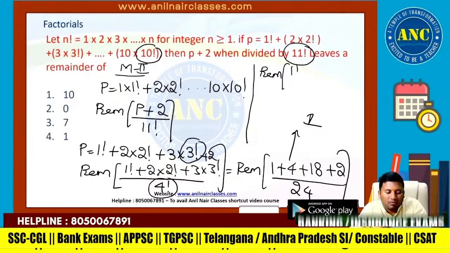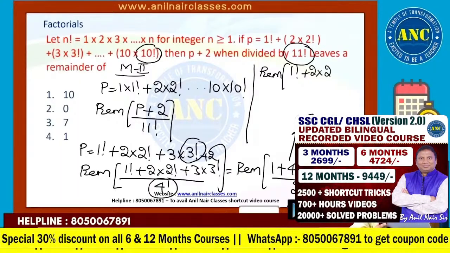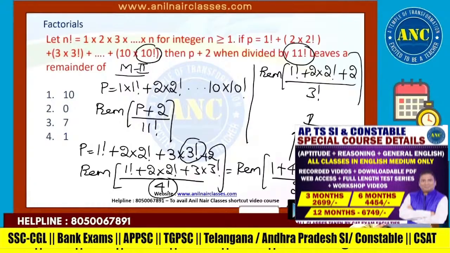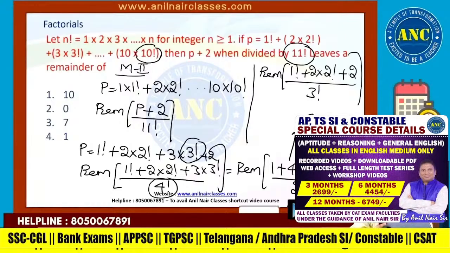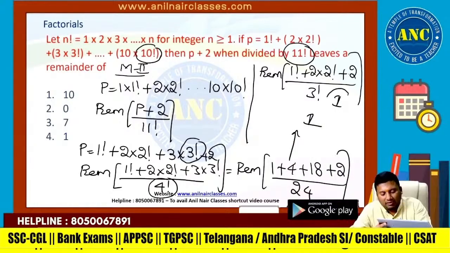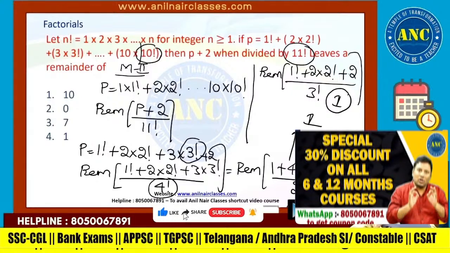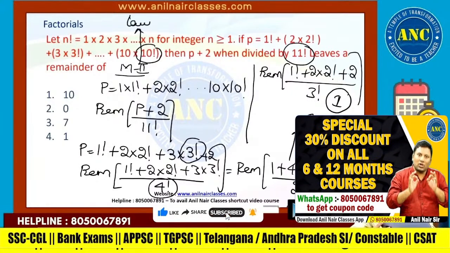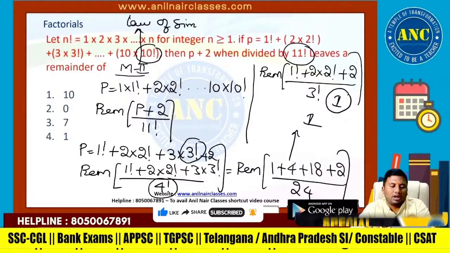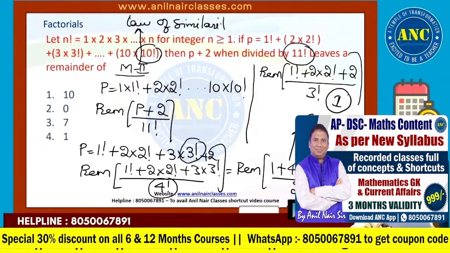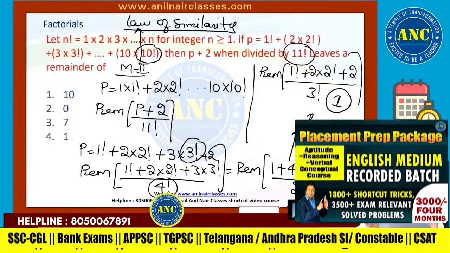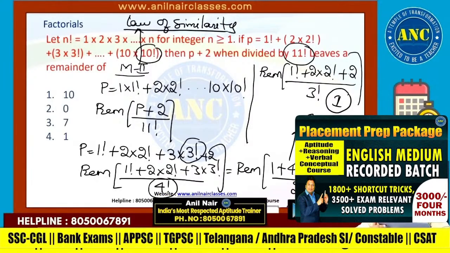Remainder 1. 1 factorial plus 2 into 2 factorial plus 2 divided by 3 factorial. 2 2s are 4, 4 plus 2, 6, 6 plus 1, 7. 7 divided by 6, remainder is 1. What we are doing is the law of similarity. We are checking the behavior for 2 values, 3 values and so on, then we are saying that all are similar. Law of similarity. I hope the idea is clear.